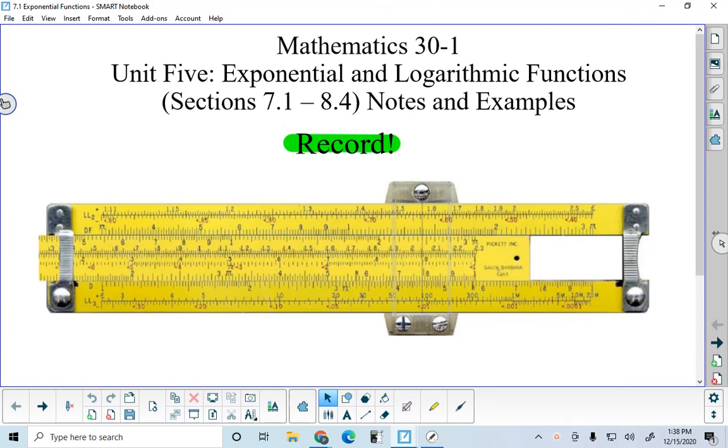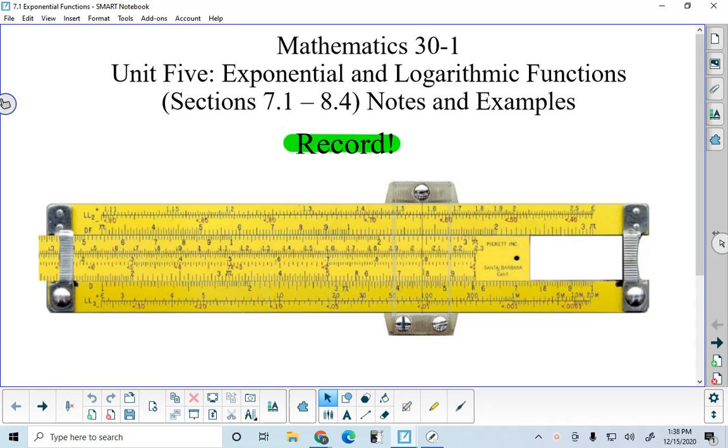Okay, so this unit 5 deals with two types of functions, exponential and logarithmic functions. That image is a picture of something called the slide rule, which is a calculator that was invented in the 1600s. And believe it or not, other than graphing, you can do any calculations on that slide rule that you could do with a graphing calculator. You can find sine, cosine, tangent, cube roots, 11th roots.